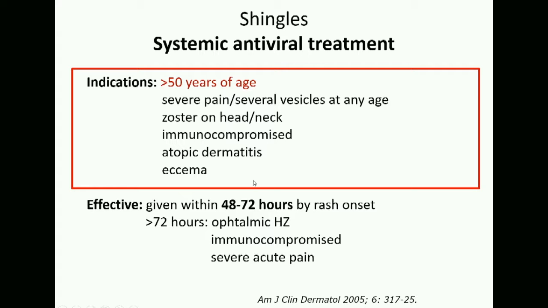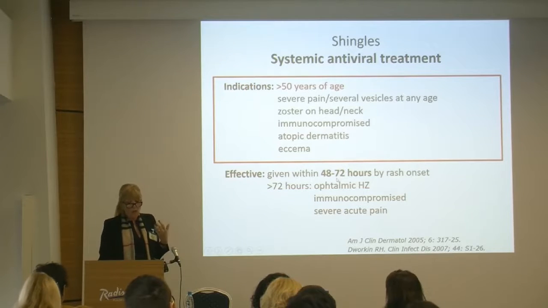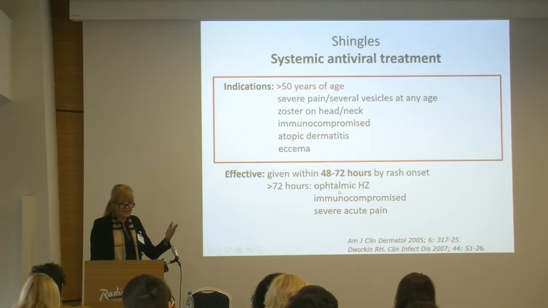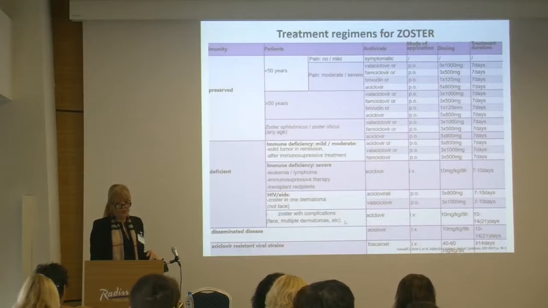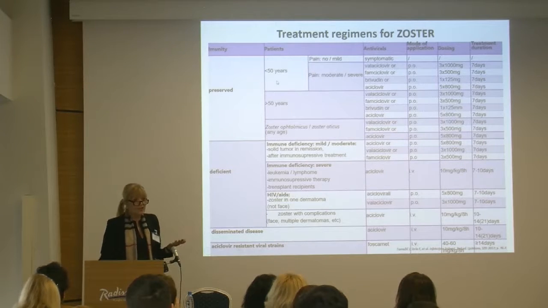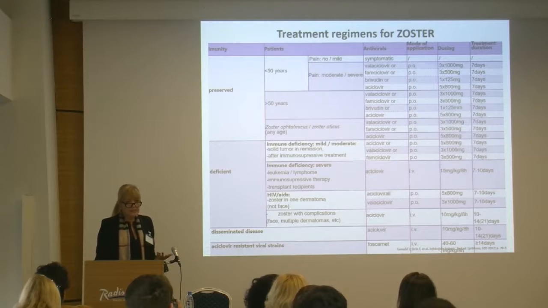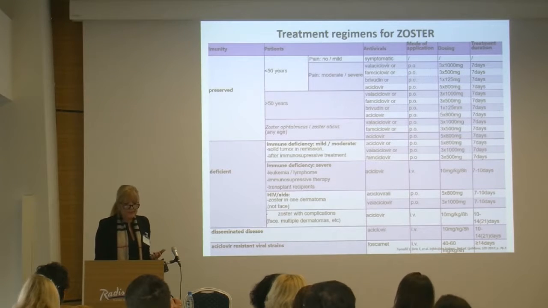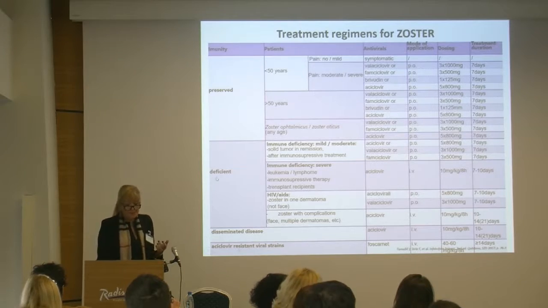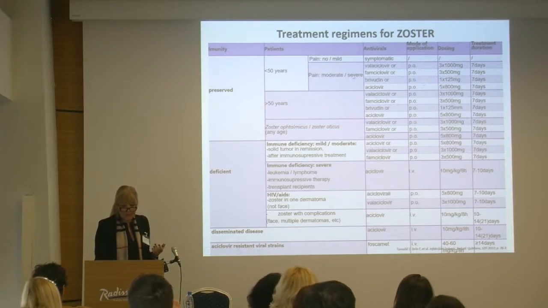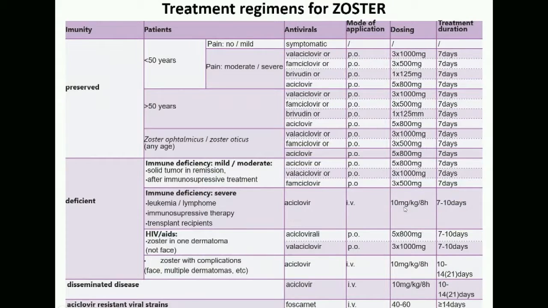It's true that treatment is effective when given within 48 to 72 hours. However, you can give it even later in certain groups of patients, immunocompromised, of course, included. And again, here is the guideline, the regimens, the indications for treatment, again discriminating between patients with preserved immunity and deficient immunity, how you treat them, the dosages, and everything. I wouldn't go into detail.